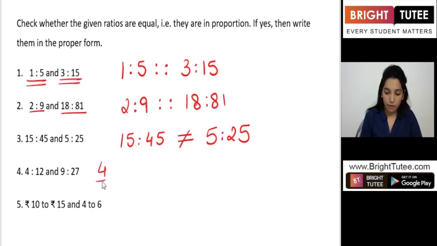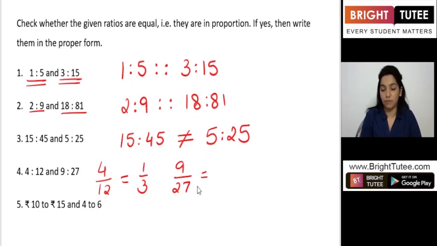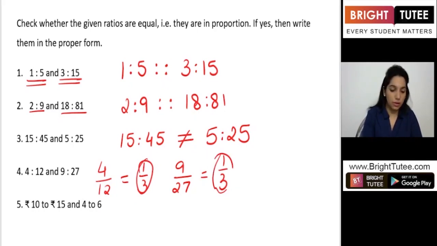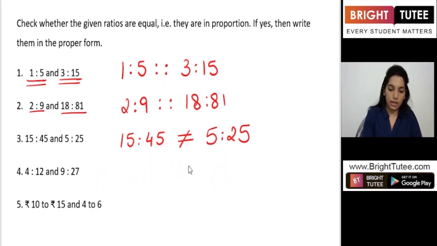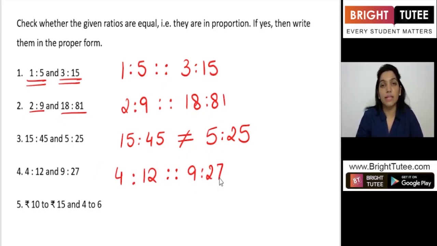4 is to 12 and 9 is to 27. So if we simplify 4 is to 12, dividing both the numerator and denominator by 4, we get 1 over 3. And for 9 over 27, if we simplify it by dividing 9 and 27 both by 9, we get 1 over 3. Clearly we got the same ratio for both of these ratios given, right? So let us write that the given ratio is in proportion. So how do we write? 4 is to 12 is in proportion with 9 is to 27, or we read it as 4 is to 12 is same as 9 is to 27.